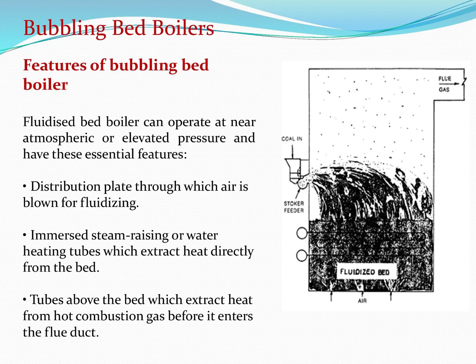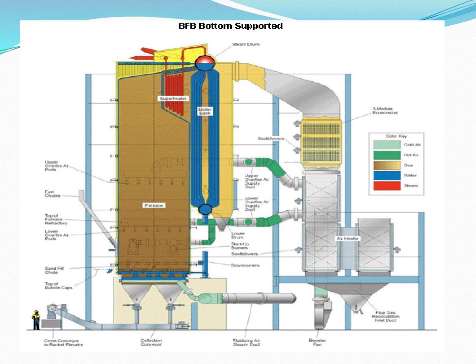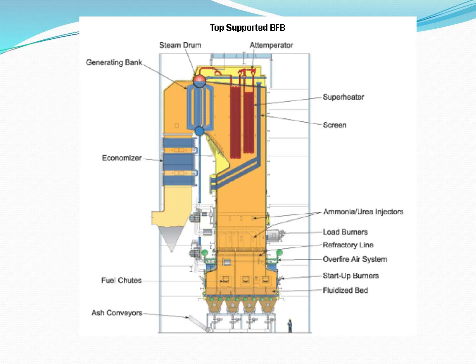Features of bubbling bed boiler. Fluidized bed boilers can operate at near atmospheric or elevated pressure and have these essential features: a distribution plate through which air is blown for fluidizing; immersed steam raising or water heating tubes which extract heat directly from the bed; and tubes above the bed which extract heat from hot combustion gas before it enters the flue duct.